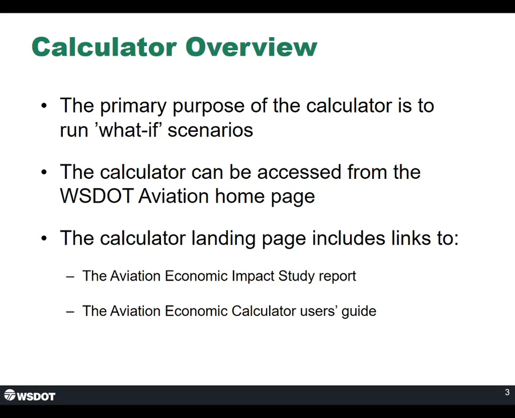The calculator can be accessed from the WashDOT Aviation homepage, and we'll go there in just a minute. And on the landing page, there are a couple of links, one for the Aviation Economic Impact Study report and the other for the Economic Calculator User's Guide.